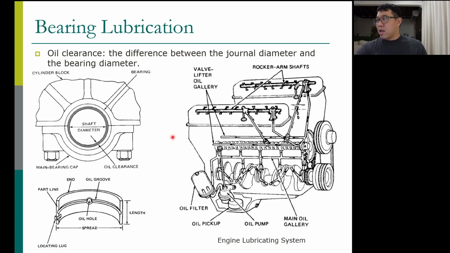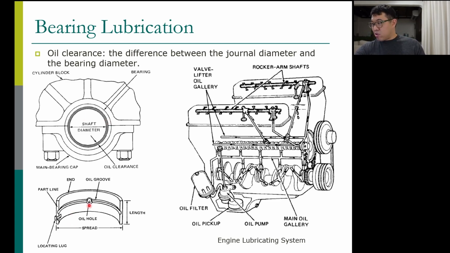Now, how do you lubricate the crankshaft? Normally, this is the shaft, this is the bearing. Normally we have a gap, a space between the shaft and the bearing. That is called oil clearance. Oil will fill this space. So that's how the engine is lubricated. We're going to talk more about this when we talk about the lubricating system.